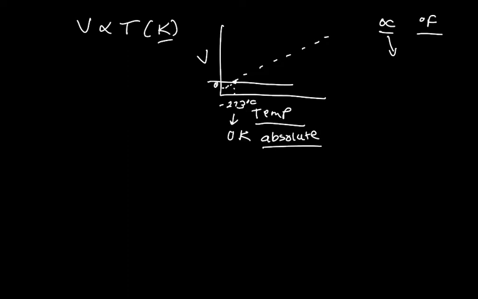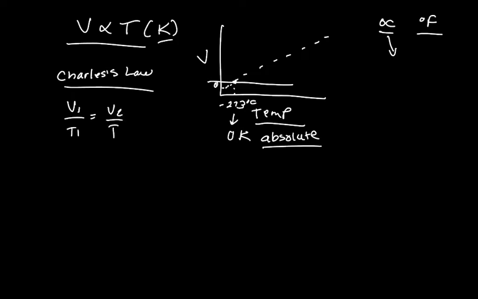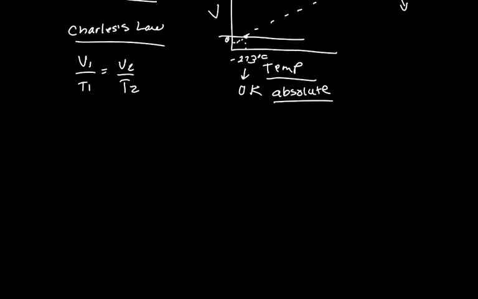Okay? So based on this idea, we know that we can come up with Charles's law. And Charles's law is V1 over T1 is equal to V2 over T2. Okay? So let us do an example in which we use Charles's law.